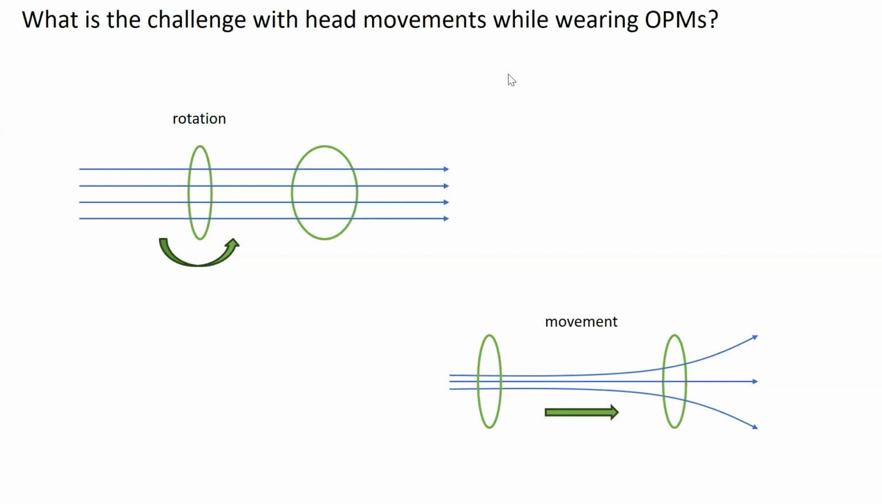The same argument holds if you consider the spatial gradients that we have in the magnetically shielded room. If you move a sensor in one direction, and the field lines diverge in that direction, the field can go from larger to smaller. So it's also the residual spatial gradients in the magnetically shielded room that interfere with head movements and with head rotations.